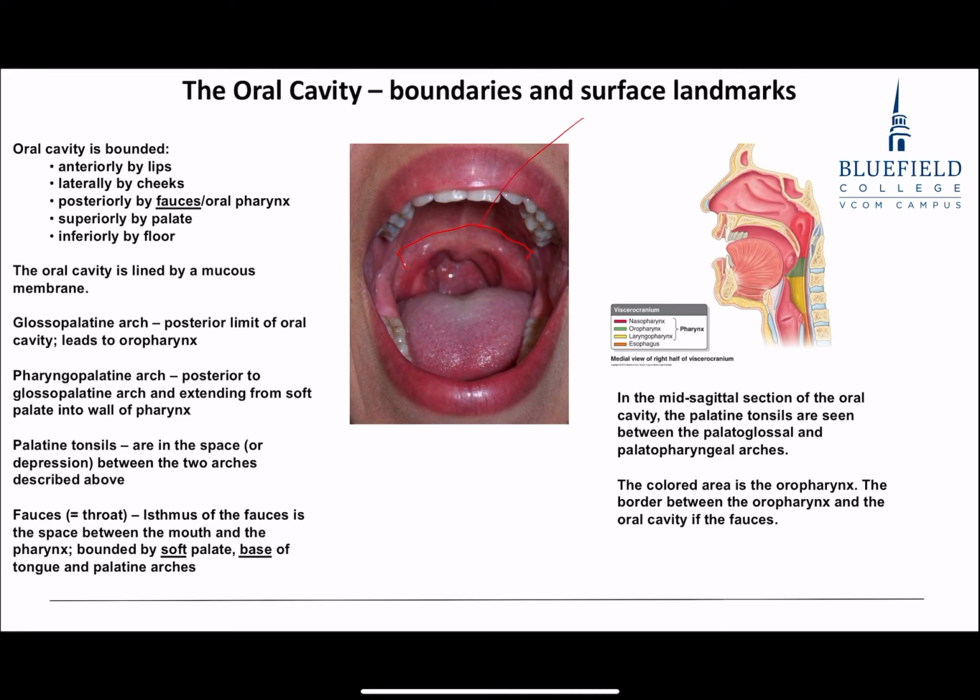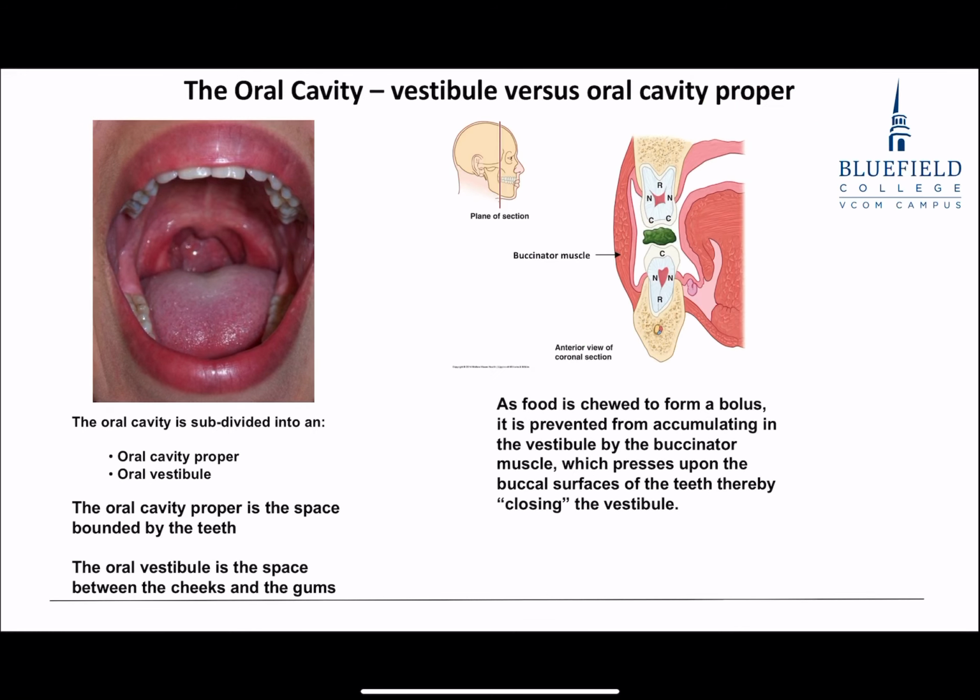Okay, the other thing that will be used to distinguish the various regions of the oral cavity is that it will be divided up into an oral cavity proper, which is the area between the teeth. So if you imagine, here are the teeth. I know we haven't talked about those yet, but I'm sure you know what the teeth are. The mandibular alveolar process and the maxillary alveolar process each make a U, and that space between the teeth is the oral cavity proper. And then between the teeth and the cheeks or lips, that is called the oral vestibule.